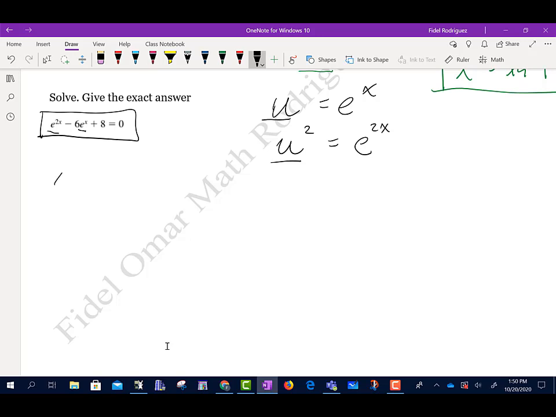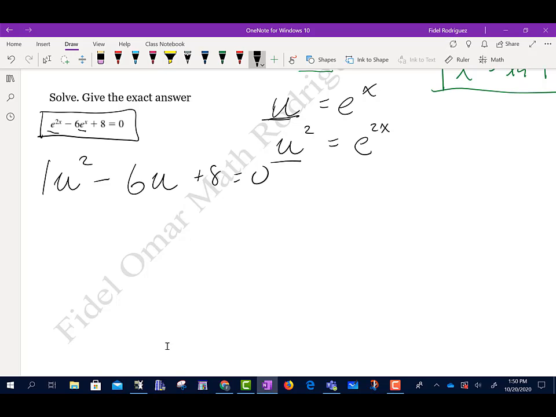So e to the 2x, that's the same thing as u squared. Minus 6 times e to the x. Well, e to the x is the same thing as u. Okay. Plus 8 equals 0. Now, we solved problems like this before. We can factor this one.